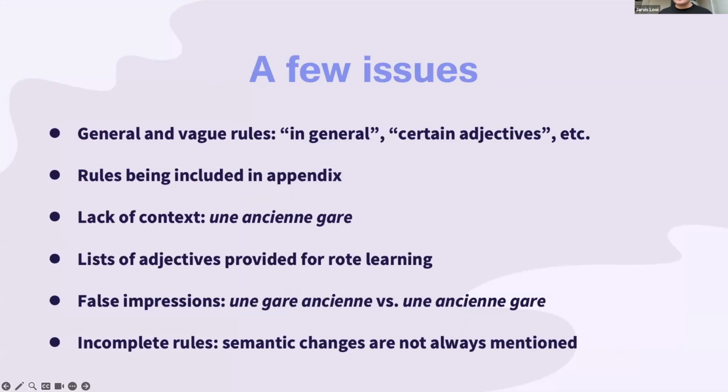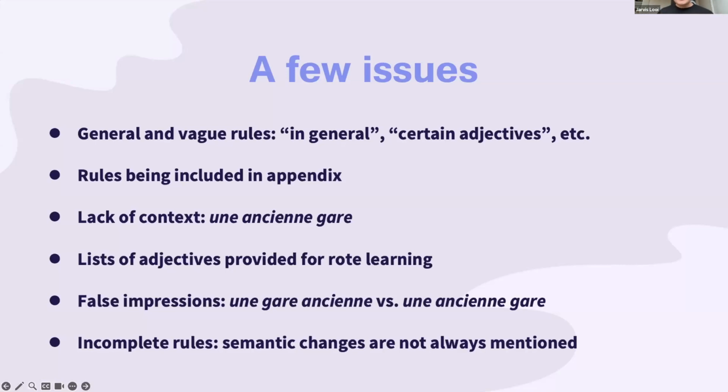First, it is the use of general wordings in the rules, like certain adjectives, or in general, or sometimes. And then these rules are often provided only in the appendix. Language examples are often provided without context. For example, we see the example here, non-ancienne gare, can be interpreted both as a former station, which means it's no longer a station, or an old station. Without the context, we simply cannot know which one it is.